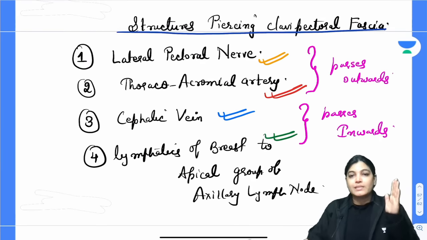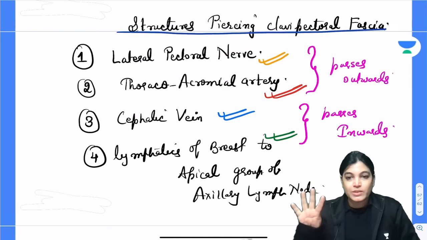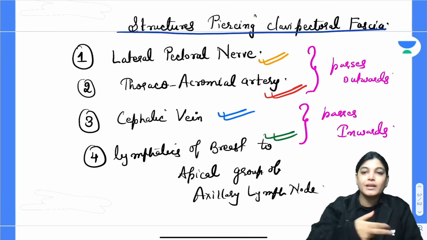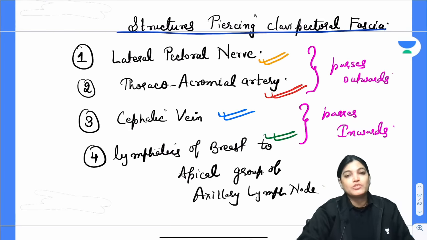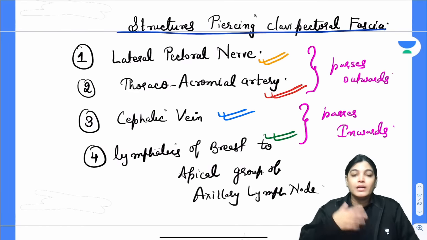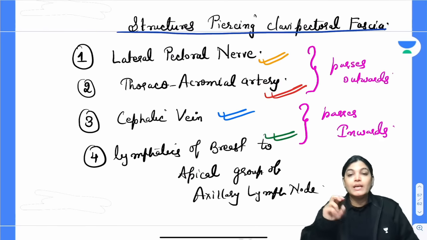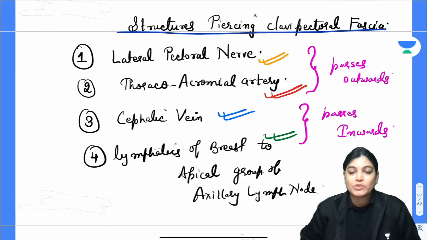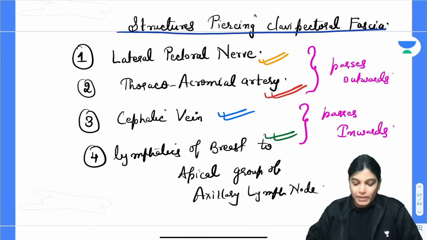If I am talking about the clavipectoral fascia, it is a membranous structure which is pierced by four structures. Of these, two structures move inside: the cephalic vein and lymphatics going towards the apical part of the axillary lymph nodes. The structures penetrating and coming out from the clavipectoral fascia are the lateral pectoral nerve and the thoracoacromial artery. Okay.